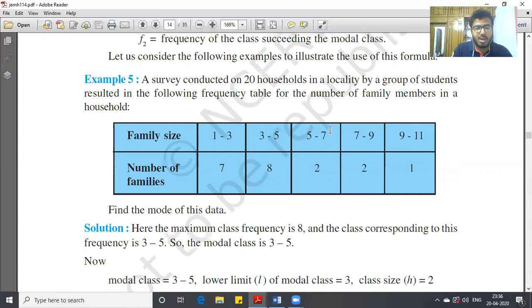Now in this, the number of families is highest in which class? In the 3 to 5 members one. The number is highest there. So this 3 to 5 is the modal class. This class is known as what? The modal class. And this is the modal frequency.